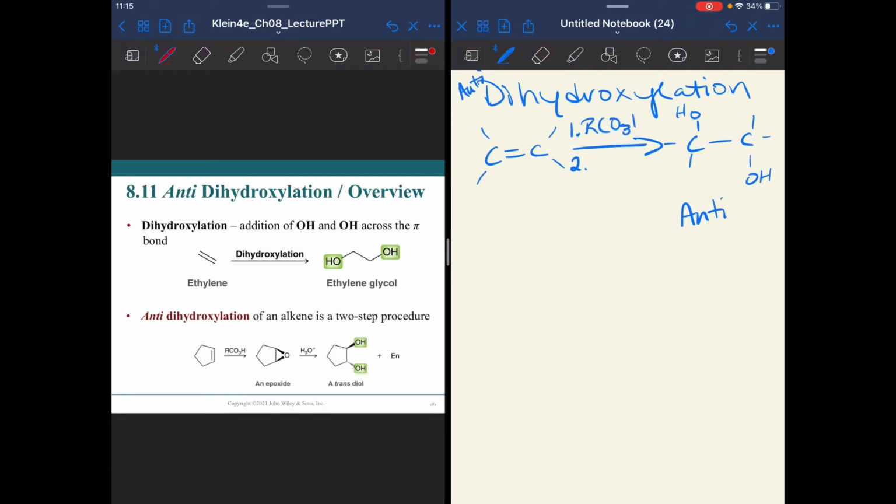In the first step, we're going to use something called a peroxy acid. And in the second step, we're going to do a little acid workup. Just a little acid and water. So first, let's talk about this.